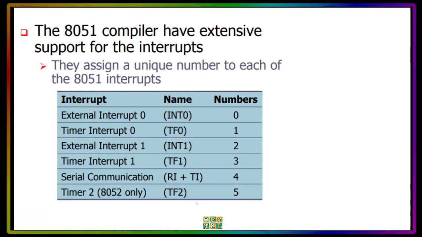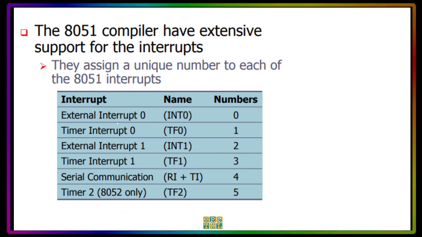Now, the 8051 compilers have extensive support for the interrupts, and they assign a unique number to each of the 8051 interrupts. The most important to remember here is timer interrupt 0, whose number is 1, and timer interrupt 1, whose number is 3. Usually in some programs, timer interrupt 0 is supposed to be 1, but they put 0 as the interrupt number in the program. You will see that later on when we discuss some example programs. Now, timer interrupt 1, which is supposed to be number 3 in the program, they write as interrupt 1 just because it's timer 1.